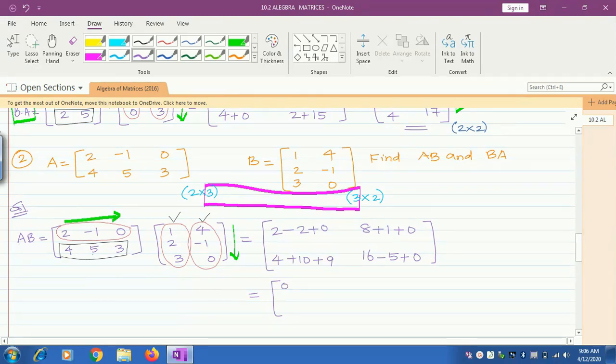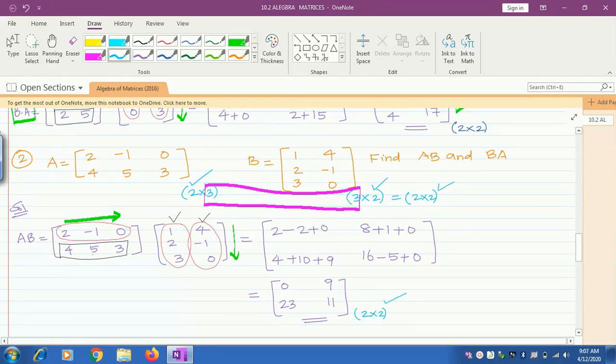Here you will get 9, 8 plus 1, 9, here it is 13, 23, and here it is 11 plus 11. So this is your value. And what is the order of this matrix? Order is 2 cross 2. Here check, you will get the order is what? 2 cross 2. So this is what you will get as the resultant matrix.